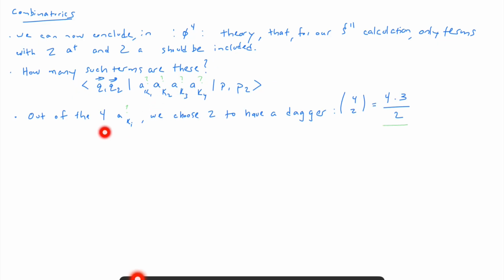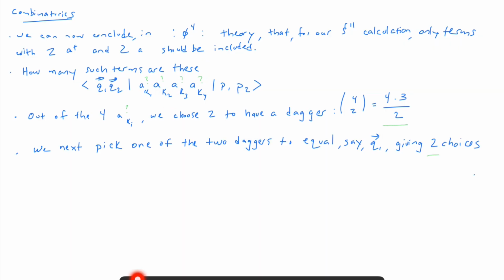So how do we choose this out of the 4 a's with the question mark, meaning that we're either going to leave it nothing or put a dagger on it? We have to pick 2 of these to have a dagger, the k1, k2, k3, and k4. So the problem will be 4 things, choose 2, and combinatorics says that we just do this. That's 4 times 3 over 2. That's how you have 4 objects and you pick 2 of them, where the order in which you pick them and arrange them after you pick them doesn't matter. So you get 4 times 3 over 2.